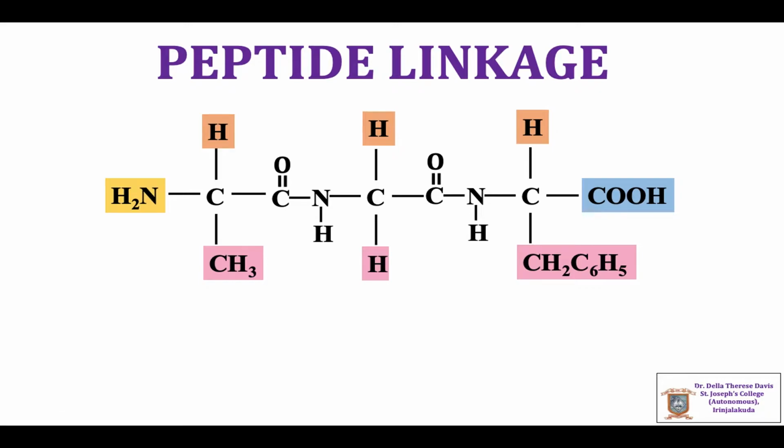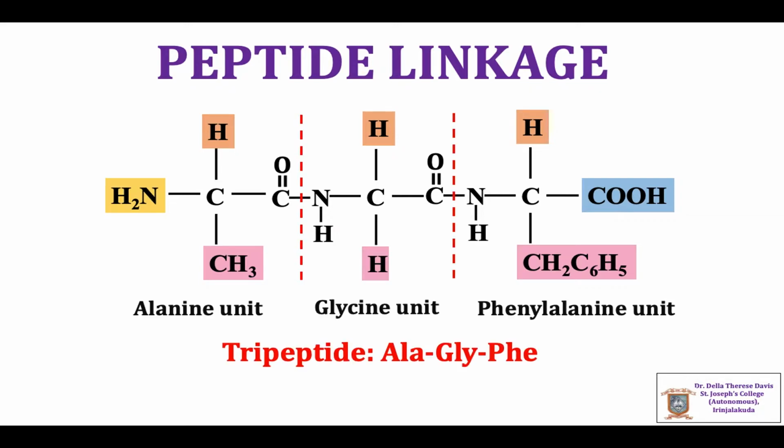In a tripeptide, 3 amino acids condense together to form the tripeptide chain. The structure of a tripeptide is represented here, in which the first one is an alanine unit, second is a glycine unit, and third one is a phenylalanine unit.